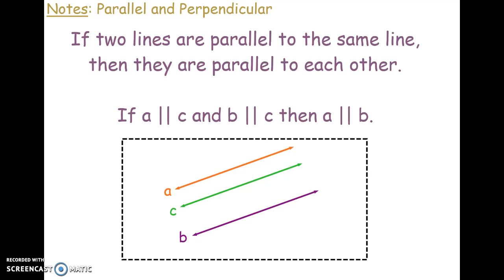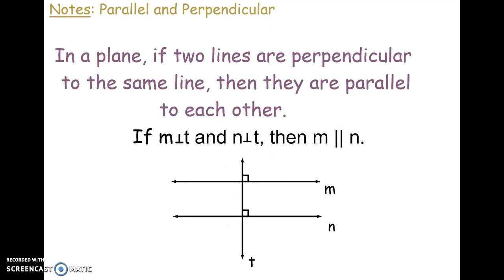Something that you just kind of need to be aware of, if two lines are parallel to the same line, then they're parallel to each other. So this is kind of that transitive property of equality. If A and C are parallel, and C and B are parallel, then A and B are also parallel. Also, if two lines are perpendicular to the same line, then they're parallel to each other. So because T is perpendicular to both of these, then these are parallel.